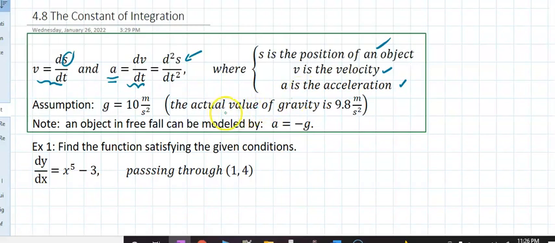Assumption: the actual value of gravity is 9.8 meters per second squared. This book assumes it's 10, so anytime you're using that other than this class, you would be using 9.8 instead. But to make things simple, this book uses simply 10 meters per second. And an object in free fall can be modeled by pretty much acceleration is due to gravity, and a equals negative g, which is negative 10 pretty much.